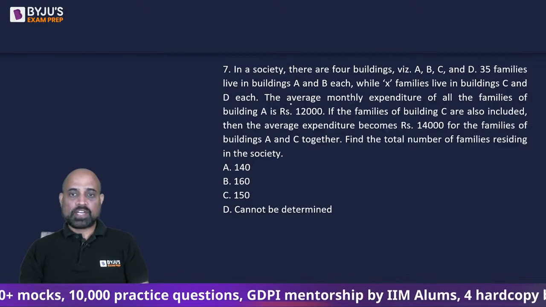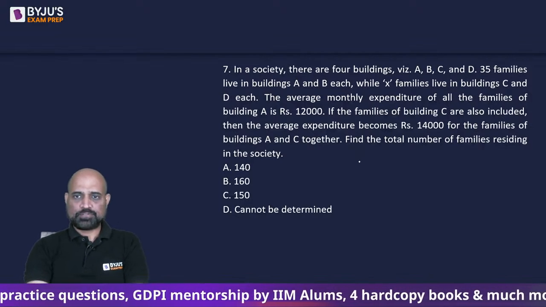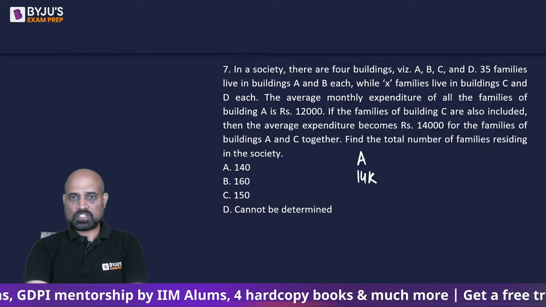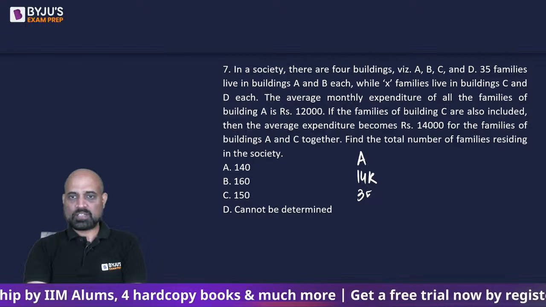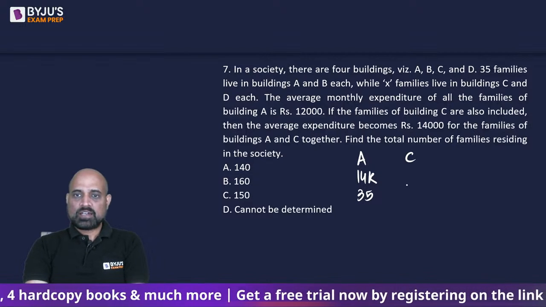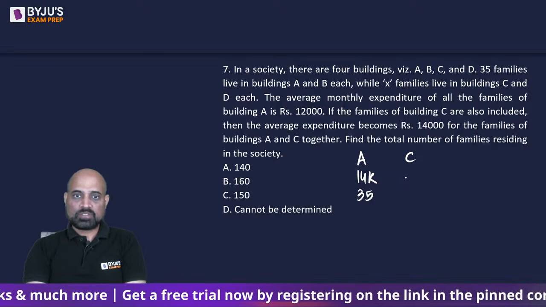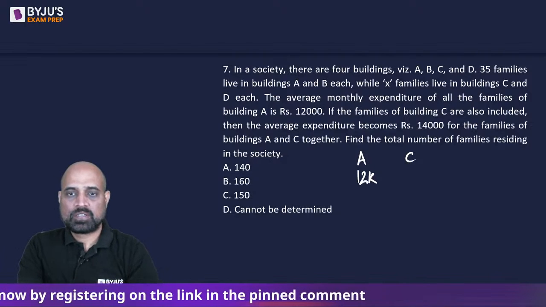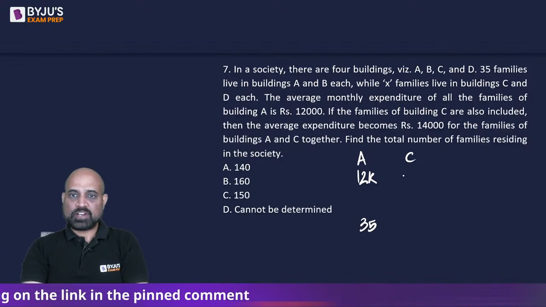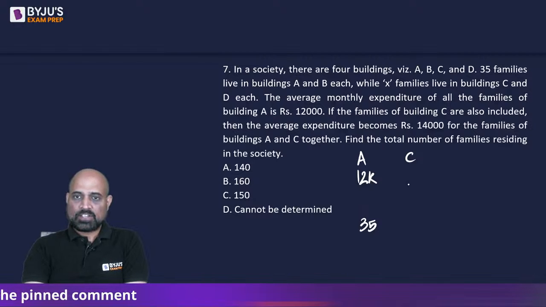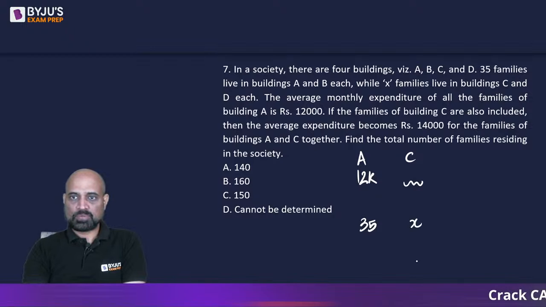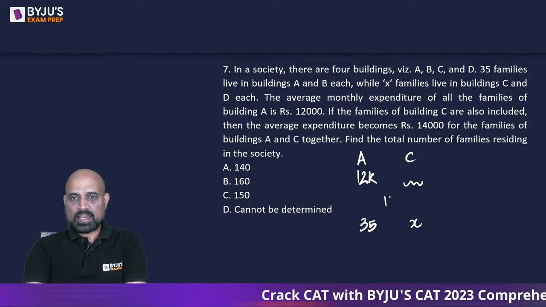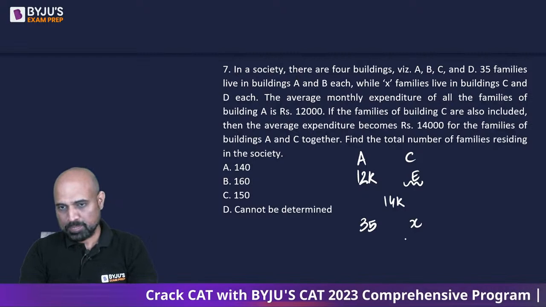Okay. So we can use options, or we can go ahead just like that. If we only include A, that is 12,000 expenditure for 35 families. And if I look at building C, we don't know the expenditure, we don't know the number of people, and the average is 14,000, and we don't know the expenditure.